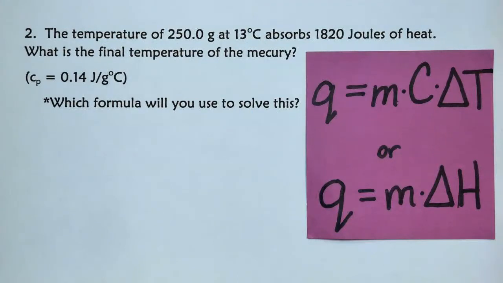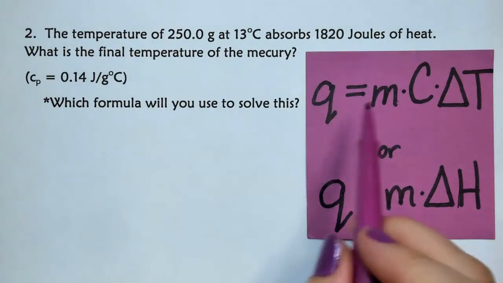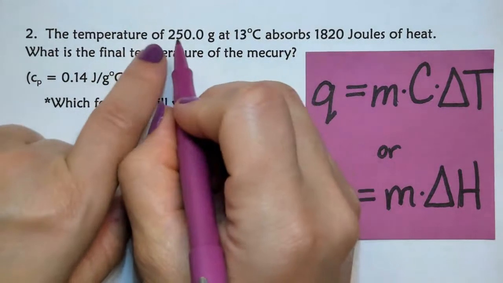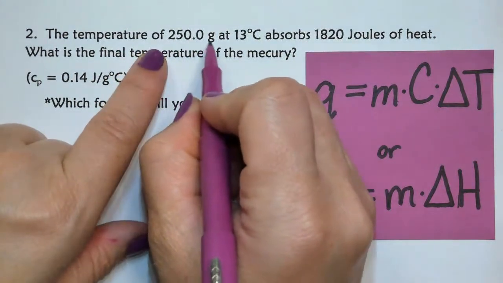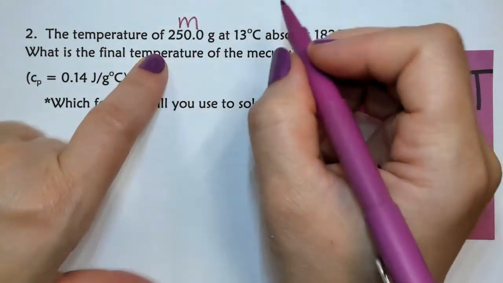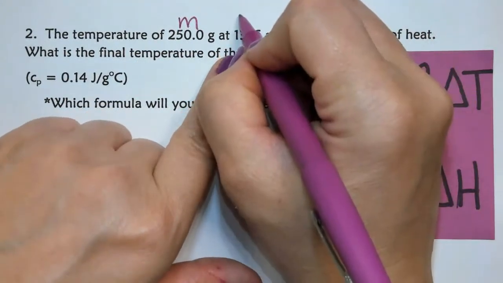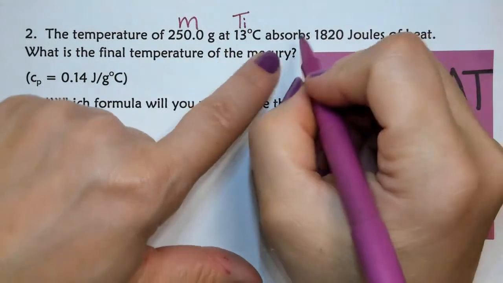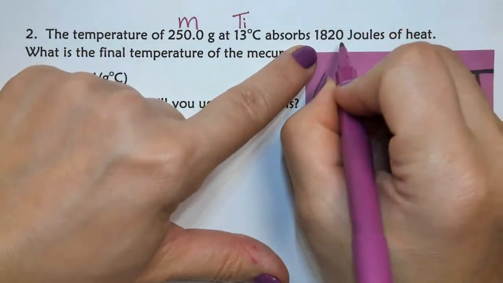Here's sample problem number 2. Which equation are we going to use? Q equals mCΔT or Q equals mass times ΔH? When we read this, it says the temperature of 250.0 grams, there's my mass, at 13 degrees Celsius, that appears to be an initial temperature, is going to absorb this much joules of heat.